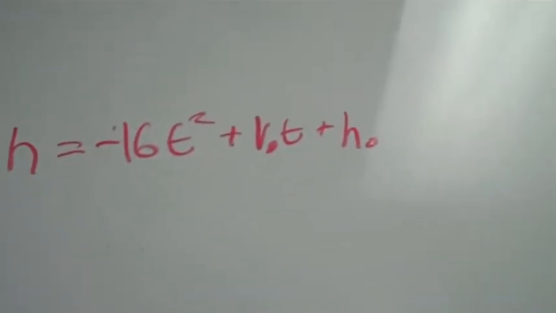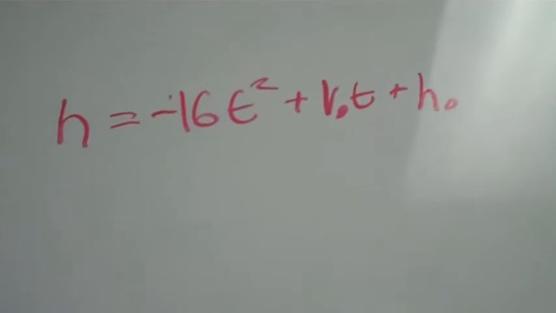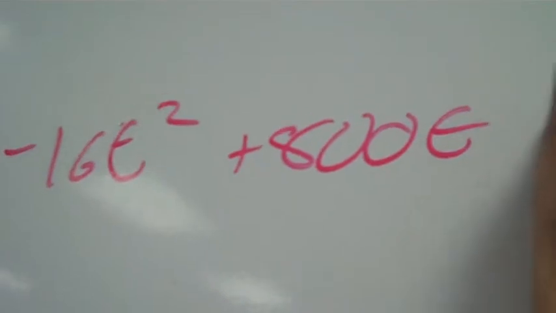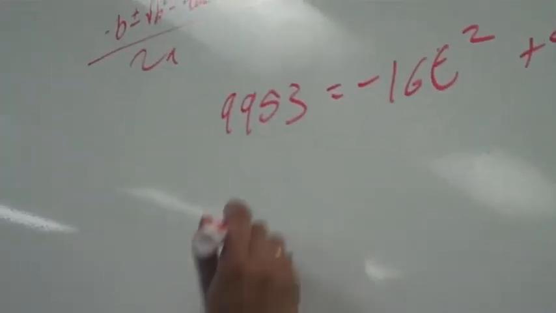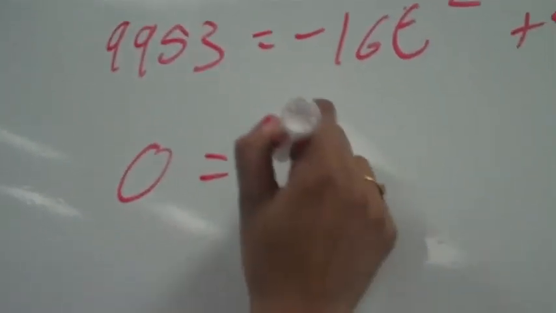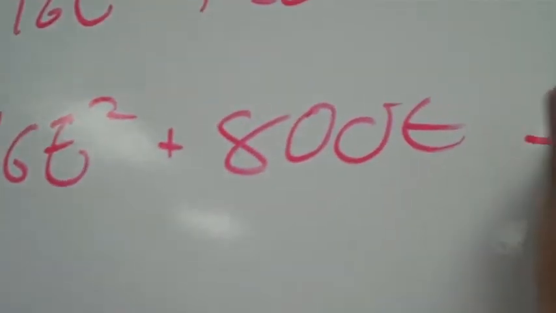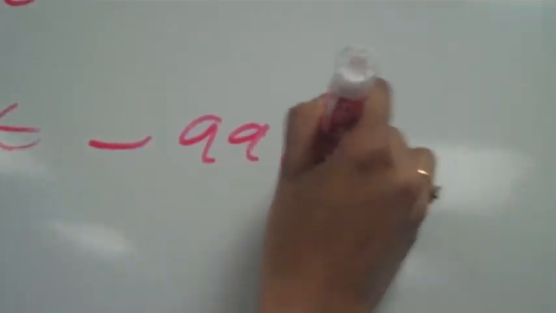After you find D, you would make it your maximum value for this equation. Your D is going to be an H. So your H in this case is 9953, equal to negative 16t squared plus 800t. The initial height is 0, so you're not going to have anything else, and you're going to make that equal to 0. So you're going to have negative 16t squared plus 800t minus 9953.